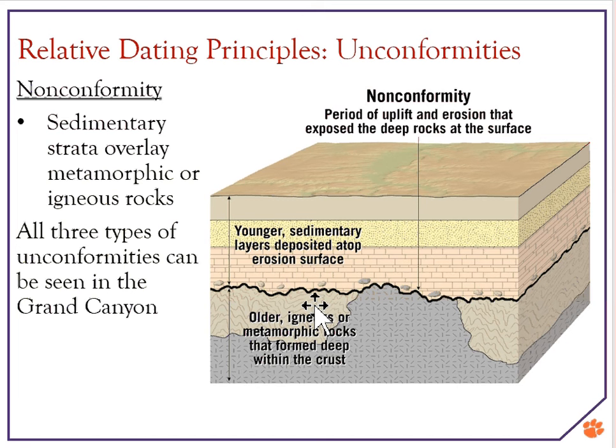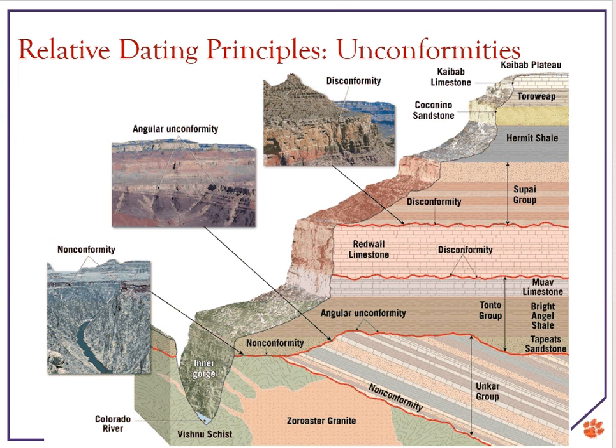We actually can see all these three types of unconformities in the Grand Canyon. So let's just look at this picture and identify them. At the very bottom, we have this granite and some schist. So we have some intrusive igneous rocks and we have some metamorphic rocks. And we know that when we have this igneous or metamorphic material, and some sedimentary material on top, the boundary in between them will be called a nonconformity. So this boundary is going to be called a nonconformity.